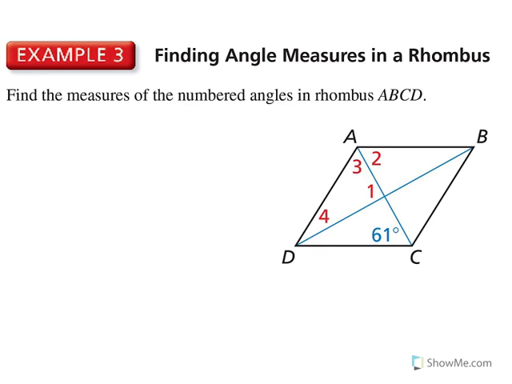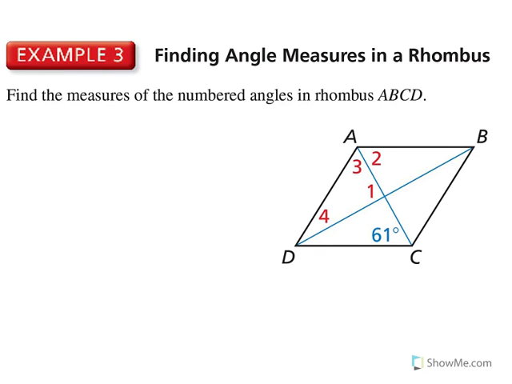So if we look here at example 3, we are told that this one is a rhombus, because it says finding angle measures in a rhombus. It's telling me that ABCD is a rhombus. And so we have here that 61 is the only angle that we have.